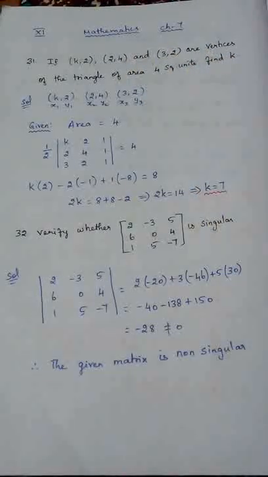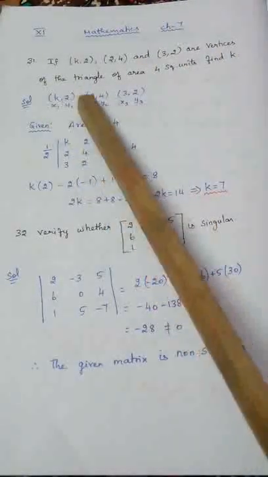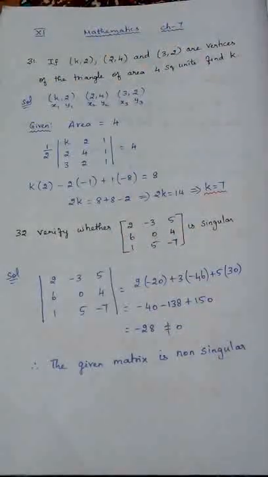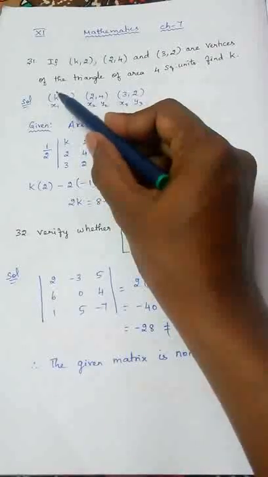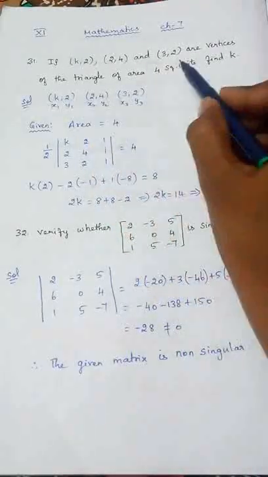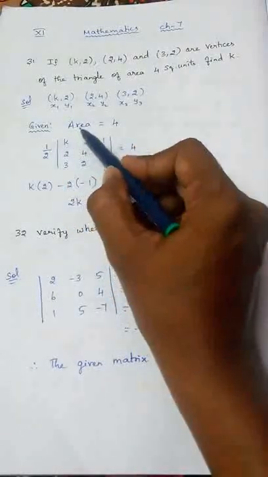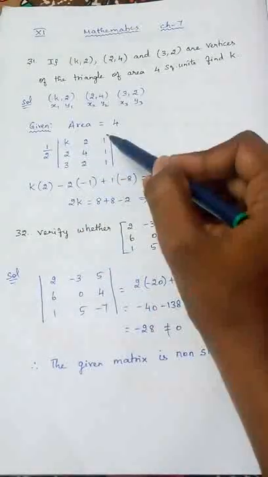Already in the previous class itself we have seen the formula for calculating area of a triangle using determinant. Here also we are going to do the same thing. 3 vertices of a triangle are given. We need to find the value of k. It is given area is 4 square units, and the formula for area is half of determinant.